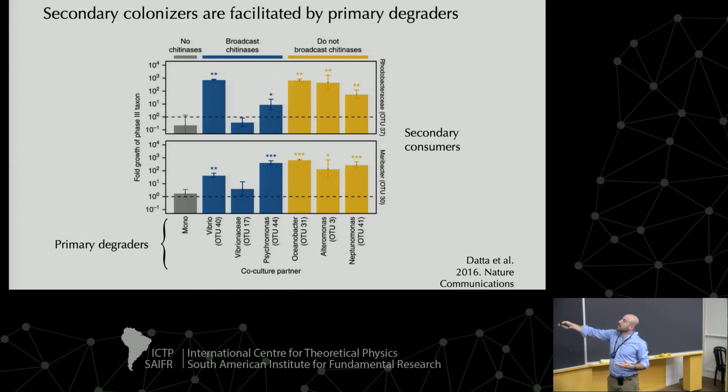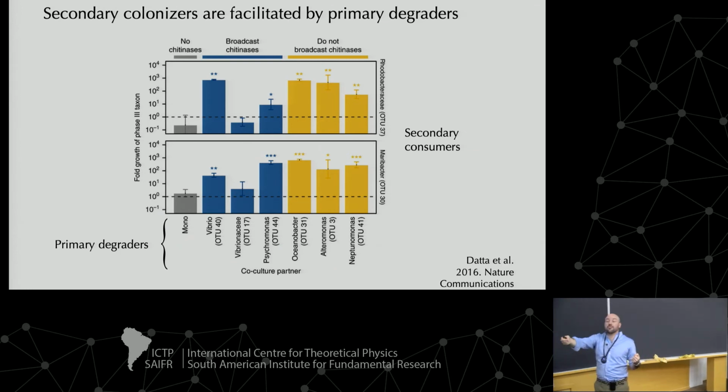And this is how much they grow on chitin alone. This is the fold growth, from the concentration of cells you put in at the beginning to the concentration of cells you measure, I think, after a week on chitin, because it takes a while to degrade. And this is the log. So this is one. This guy basically did not change, did not grow. This guy started to die.